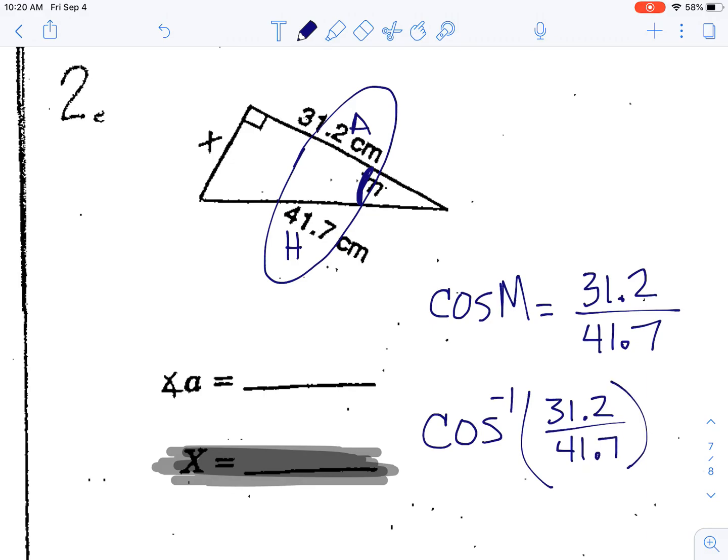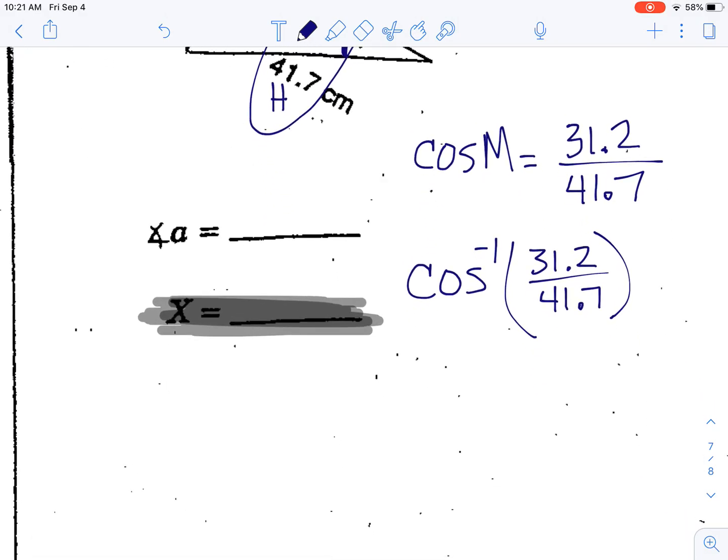41.7. So let me talk to you a little bit about how you do that in your calculator. Most calculators, most Texas Instrument, if you have a Casio calculator, throw it away. Throw it away and get a Texas Instrument. That's a biased opinion. I shouldn't be saying that, but the Texas Instrument calculators are a lot easier to use in my opinion.